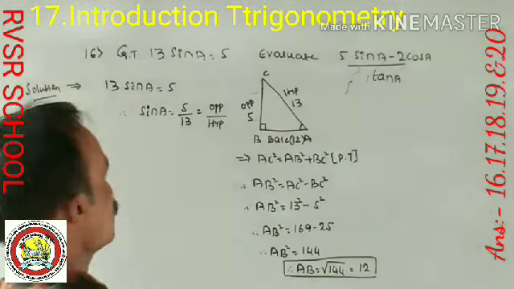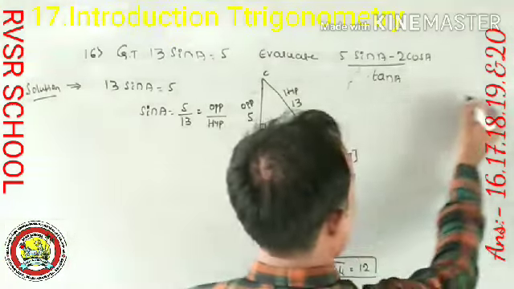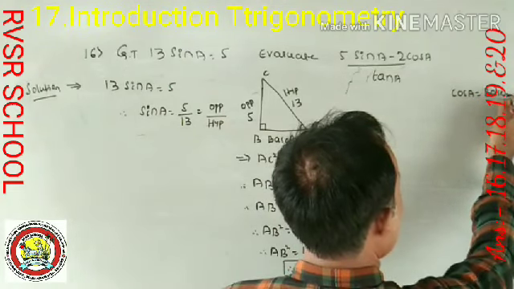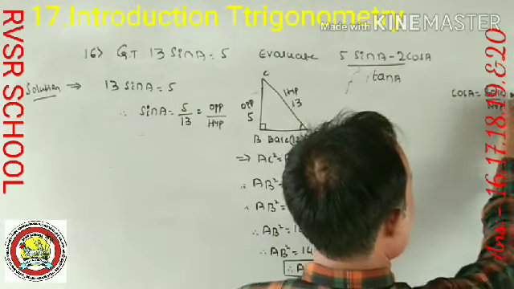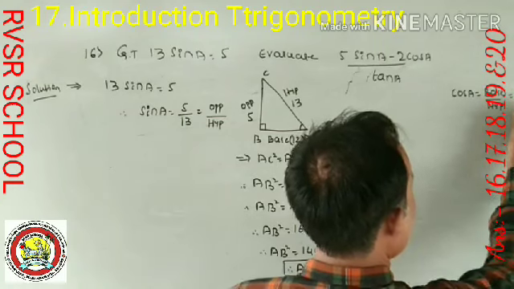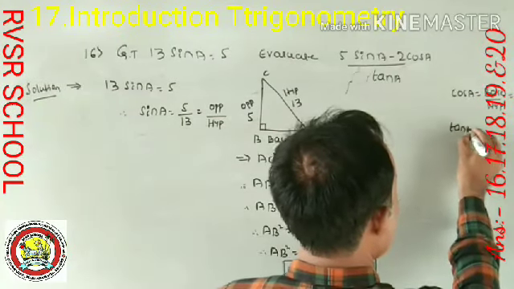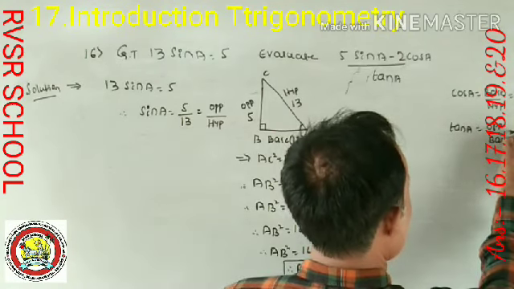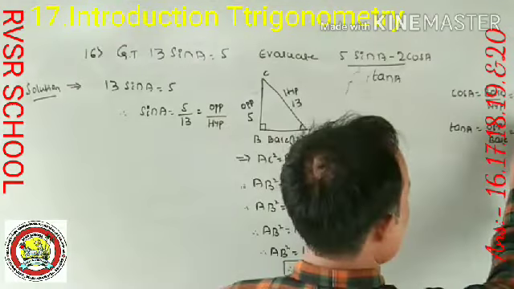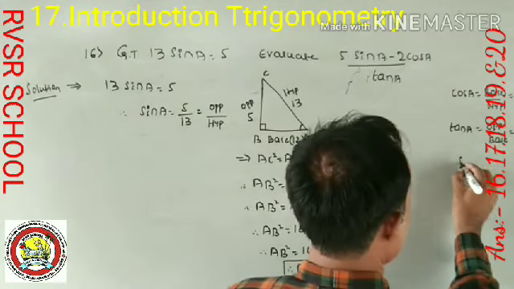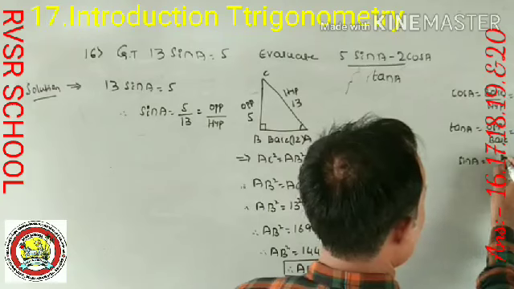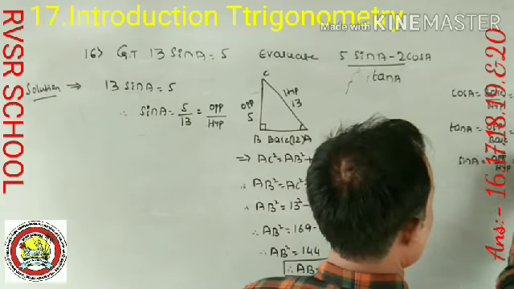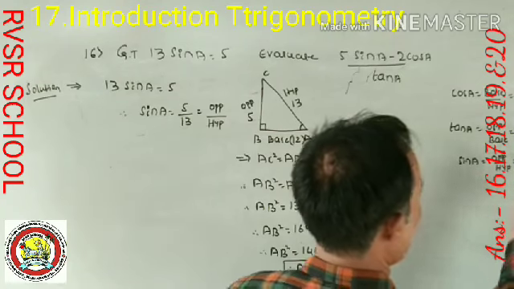Next, sin A we know. What is the value of cos A? That is base divided by hypotenuse, that is 12 by 13. What is the value of tan A? Opposite divided by base, that is 5 by 12. What is the value of sin A? We know the given, that is opposite divided by hypotenuse, that is 5 by 13.